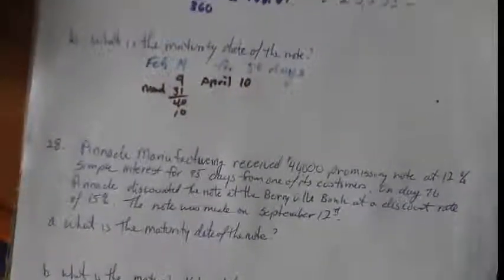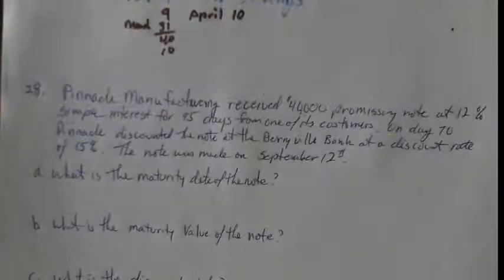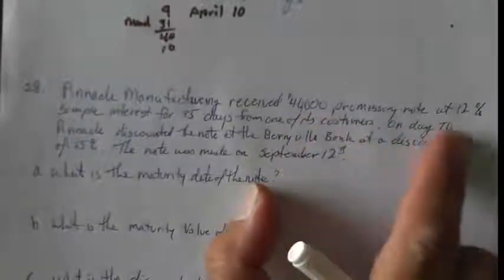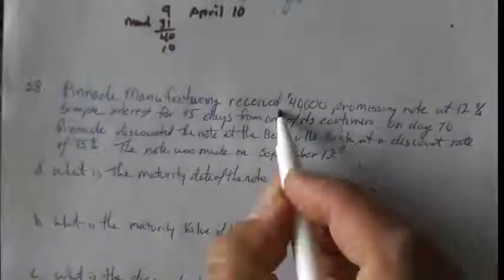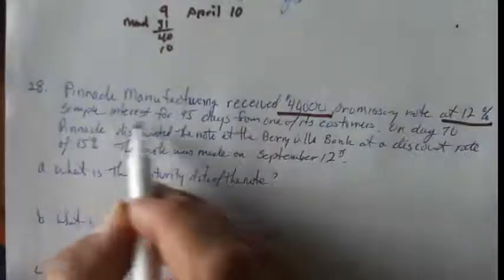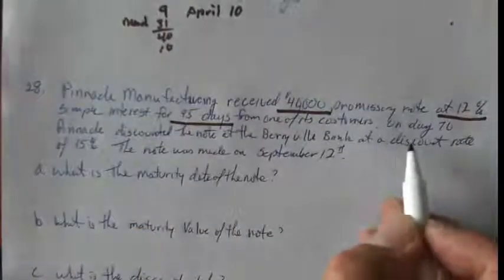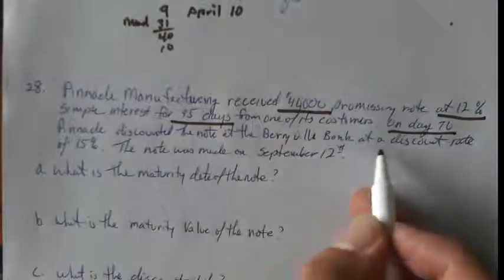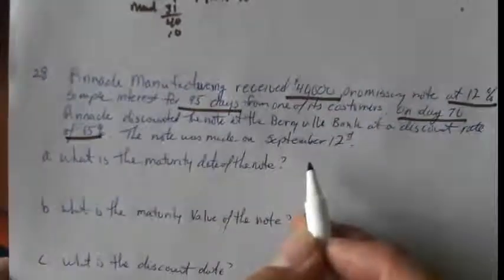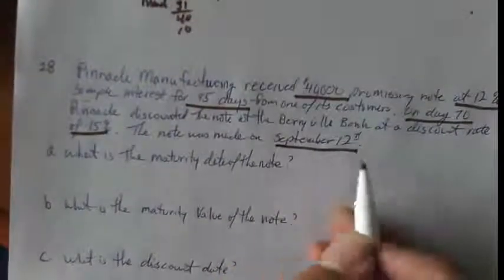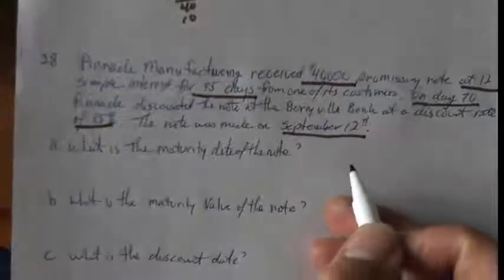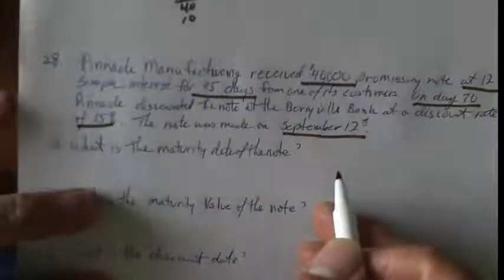Okay, so let's look at another story problem. Okay, number 28. Pinnacle Manufacturing receives a 40,000 note at 12% simple interest for 95 days. So the key information here, let's just underline that. 95 days. On day 70, discounted the note to the bank at a discount rate of 15%. The note was made on September 12th. So those are kind of the key pieces that we need. So the first question is, what is the maturity date of the note?